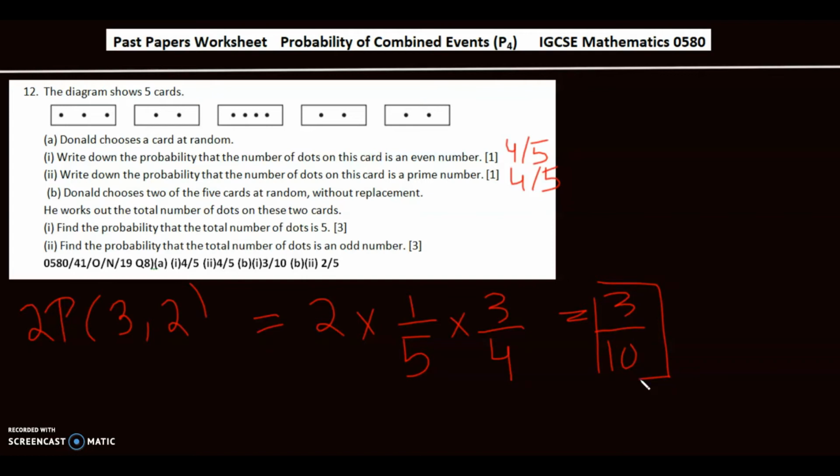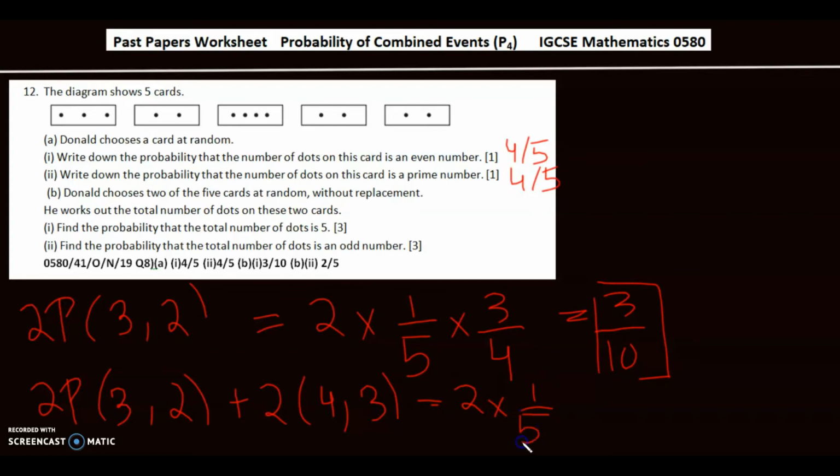So I get an odd number by getting 3 and then 2, or again 2 and then 3, or by adding 4 and then 3. So plus 2 times getting 4 and then 3. So the product will be 2 times probability of getting 3 is 1 upon 5 times probability of getting 2 is 3 upon 4, plus 2 times probability of getting 4 is 1 upon 5 times probability of getting 3 is 1 upon 4. And the answer is 2 upon 5.